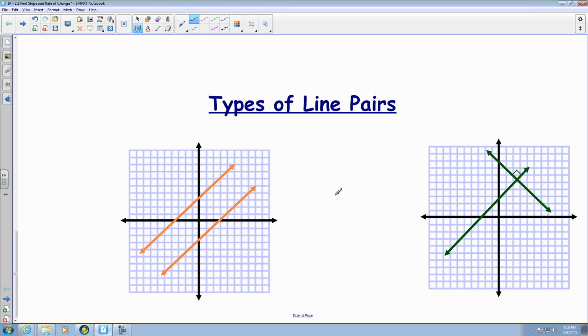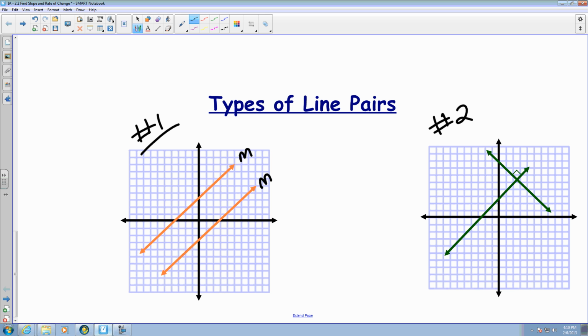Okay? Other types of lines that are determined by slope are parallel lines, which are right here, and then perpendicular lines, which are right here. One of the things we have to keep in mind when dealing with parallel lines is that for lines to be parallel, they must have the same slope. So if we use m to represent our slope, this line has a slope of m, and this line has a slope of m.